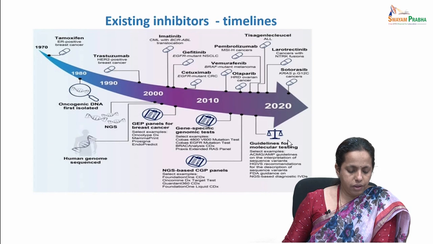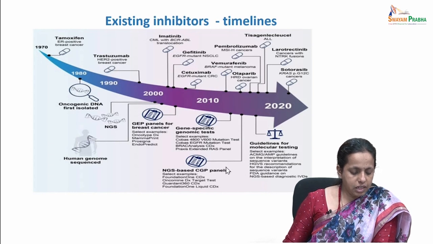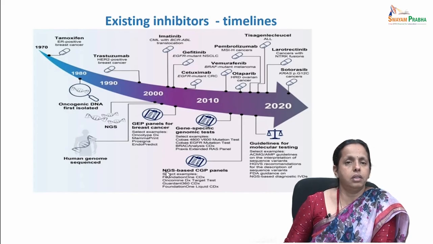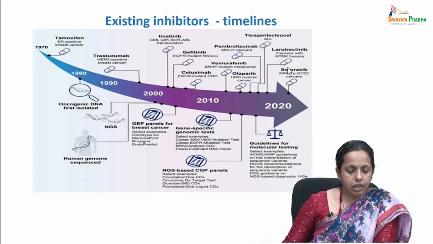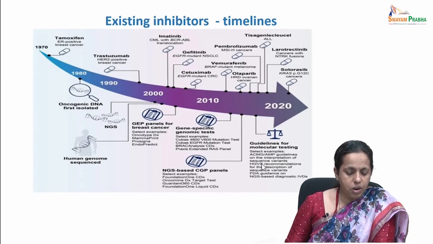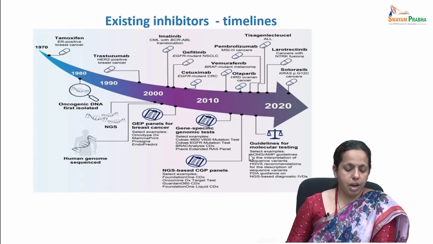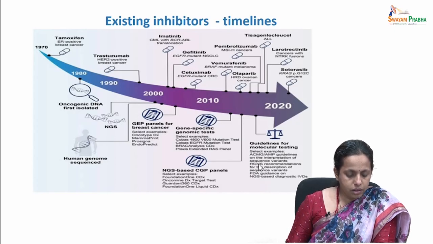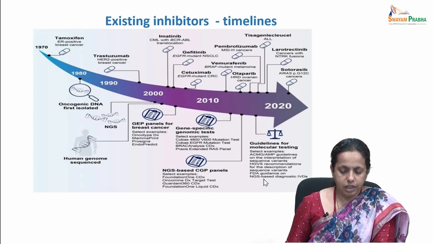So 2020, and then again the NGS based CGP panels you have, where you have the different targets and then the particular drug. Well, this diagram has been able to illustrate select examples. Of course, you need the FDA approvals, then the European Medicines Agency or whatever the different country guidelines have to be given. And then you have the HGVS recommendations for the description of your sequence variants and all that.